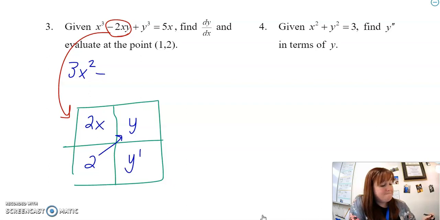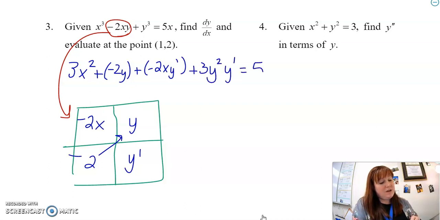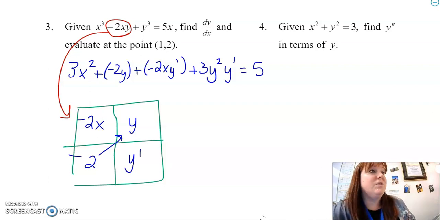You know what? I am going to keep the negative with the 2 so that we don't forget about that, because otherwise we would have forgotten about it. So I'm just going to change that to plus negative 2. So I'm going to have a plus there. And then we're going to have plus negative 2y plus negative 2xy prime. Yep. And now we have to keep differentiating the rest of it. Plus 3y squared y prime, and don't forget the other side, equals 5.